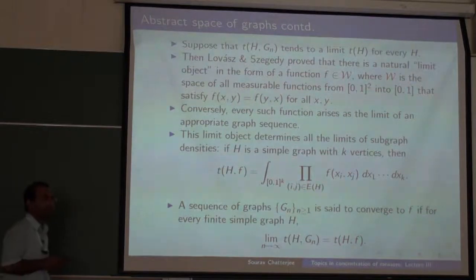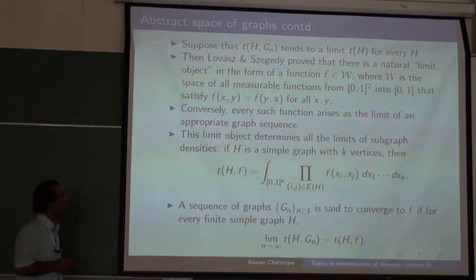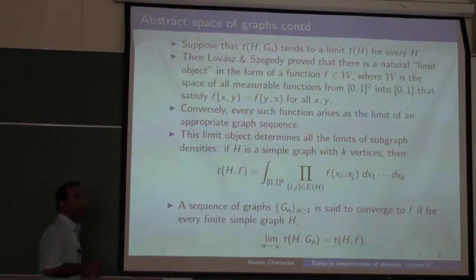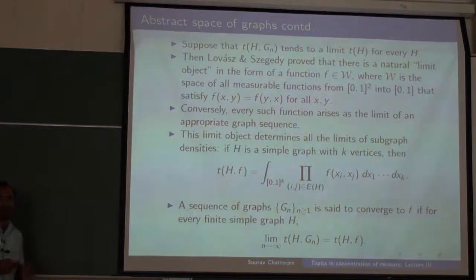Excuse me. Is there a natural topology on this space of measurable functions? Yes, we are coming to that. Okay. Any other questions? Yes. GN can stay finite. It doesn't have to tend to infinity. For now, you think of it as tending to infinity, but it can stay finite. Yes, it can stay finite.